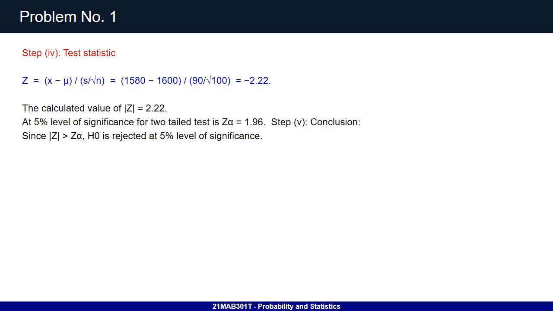So our final step is concluding from the calculated value. So here the calculated value mod of Z is greater than the table value Z alpha. Therefore, we reject H naught. So the data suggests that the true mean lifetime of the bulbs is significantly different from 1600 hours. The company's claim does not hold at 5% level of significance.